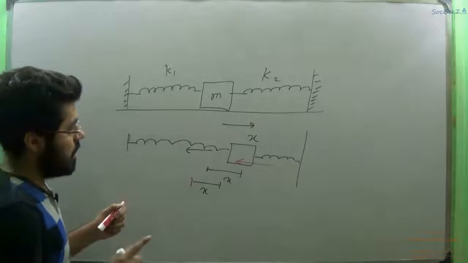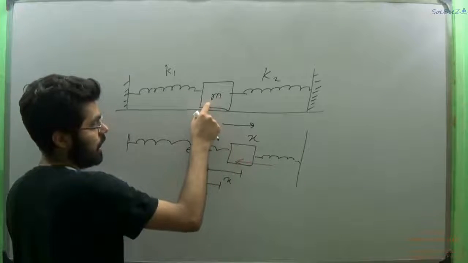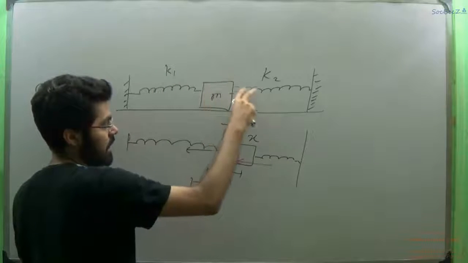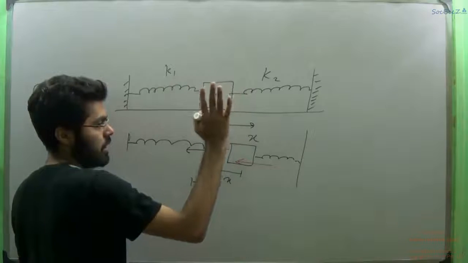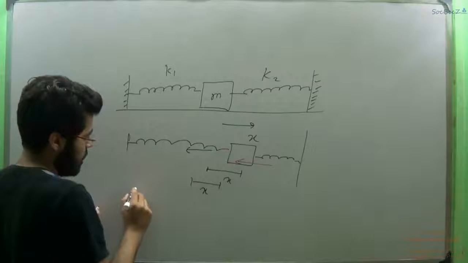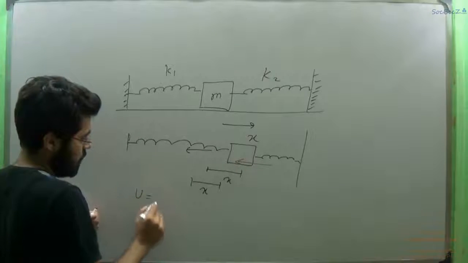From where will it start? Our motion starts from this position, not from this position. Why? Because at this position an external force was there dragging it away by distance X. So that's a different story. Once you leave it, then it's independent of any other force. So at that time, what was the total energy? Total energy was basically your potential energy.